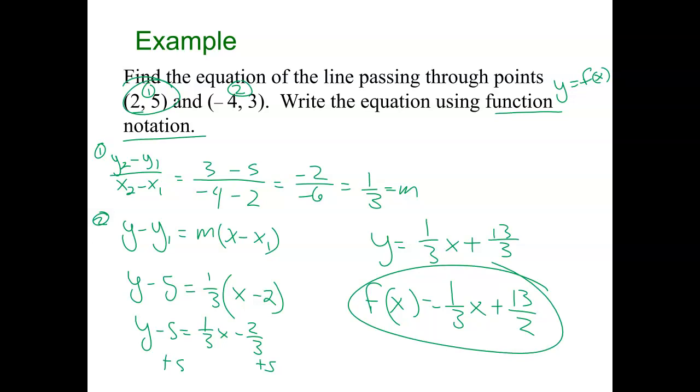That should be a 3. I don't know why I changed it to a 2. I was writing fast. Thank you for pointing that out.